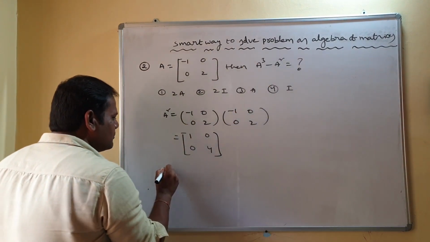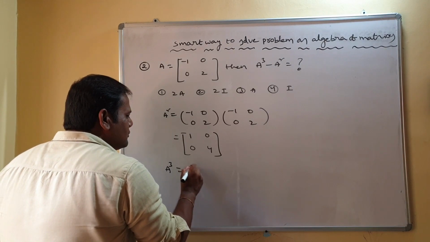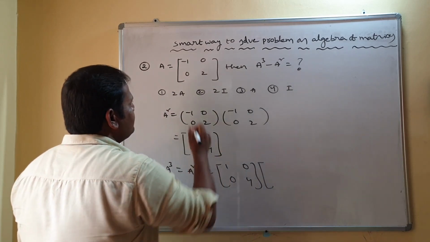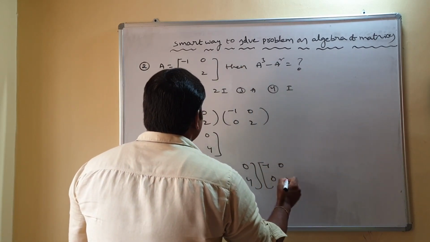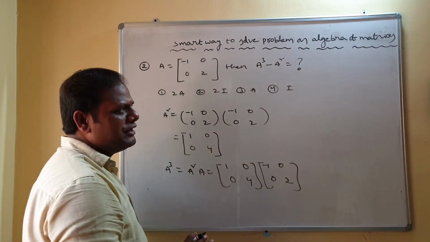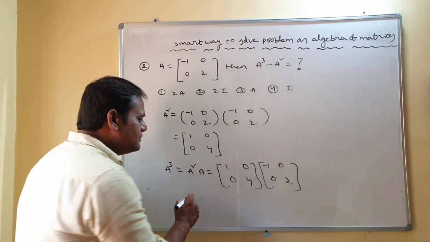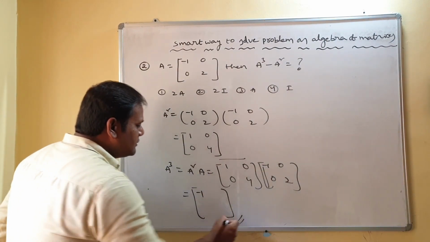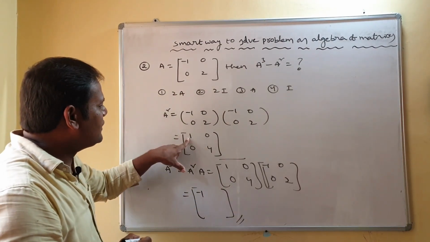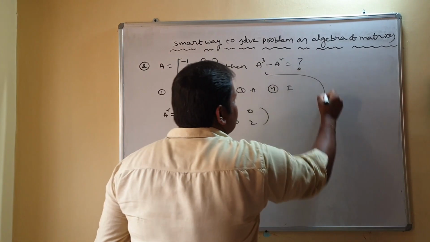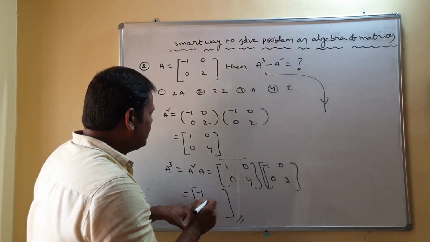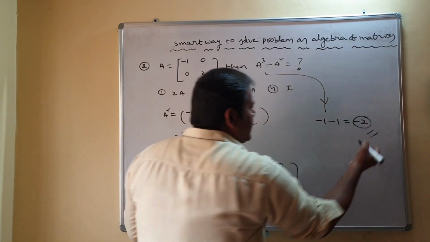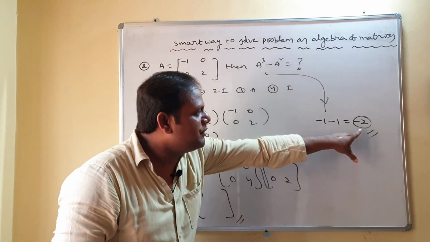Next what we want is A cube. What is A cube? A square into A. So 1 0 0 4 into A. What is A? Minus 1 0 0 and 2. No need of simplifying completely. Just find the first element and leave it. Then easily we can give the answer. What is the first element? 1 into minus 1, minus 1. So in A cube the first element is minus 1. In A square the first element is 1. Put the values in this. In A cube the first element is minus 1, in A square it is 1. What is minus 1 minus 1? Minus 2. So in the answer the first element should be minus 2.